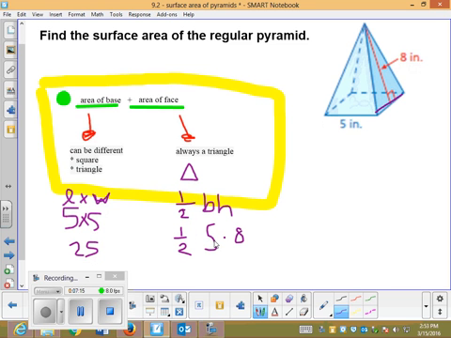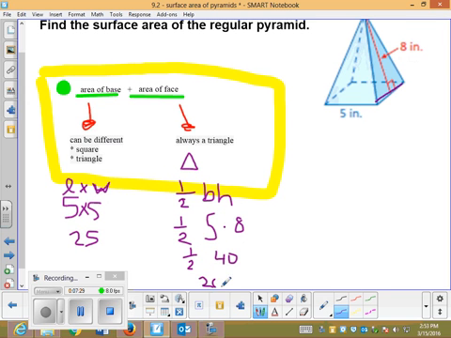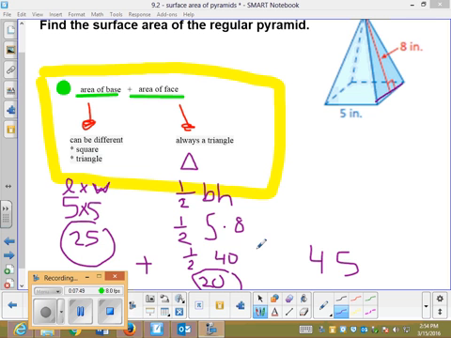So it's really not that difficult for this lesson as long as you know the area formula for a triangle and as long as you know the formula for the area of your base. Then you add it. So 5 times 8 is 40. Half of 40 is going to be 20. So our answer on this side is 20. You take your 20, you take your 25, and you add it. So 25 plus 20 is going to give you 45. That's going to be the area. It's only going to be the area of one of the faces.